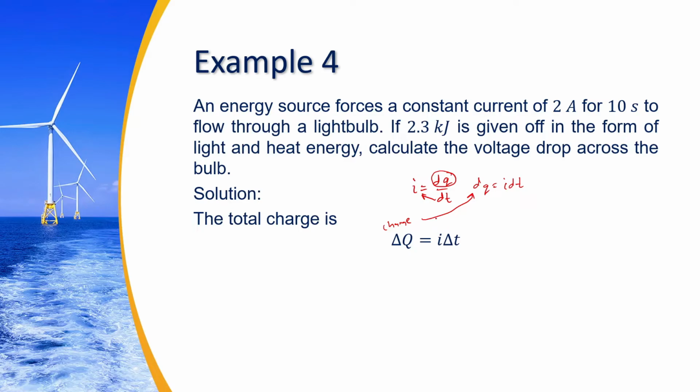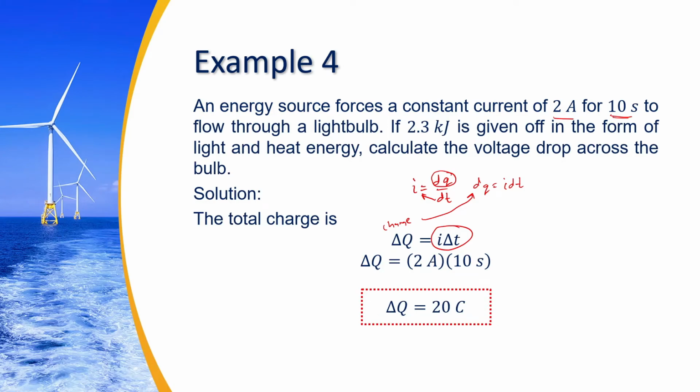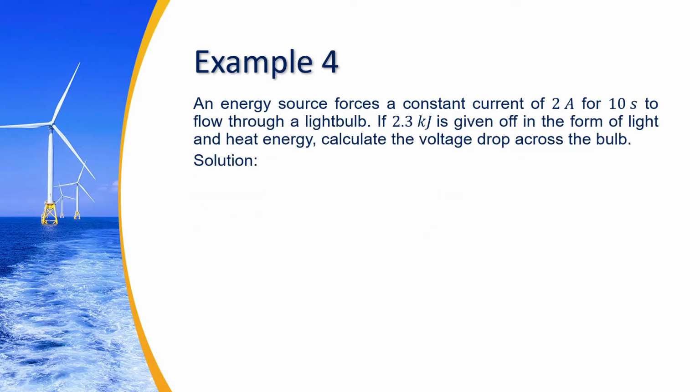So, ngayon, meron daw tayong change ng charge. Okay. So, ngayon, meron tayong given na current na 2 amp at meron tayong time na 10 seconds. So, substitute lang natin siya dito sa dalawang to. Mangyayari is meron tayong 2 amp multiplied by 10 seconds. So, therefore, yung change ng charge natin ay meron tayong 20 coulomb.